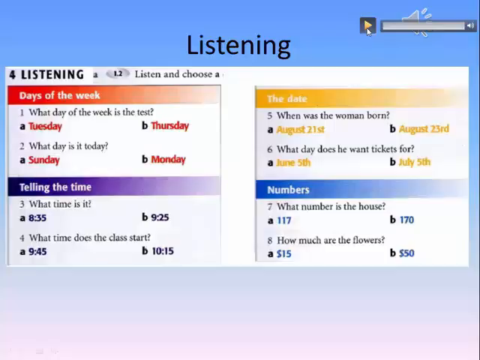7. Hello? Hi, it's me. I'm on your street, but I can't remember the number of your house. Is it 117? No, it's 170. 8. How much are those flowers? $50. 50? That's not cheap.